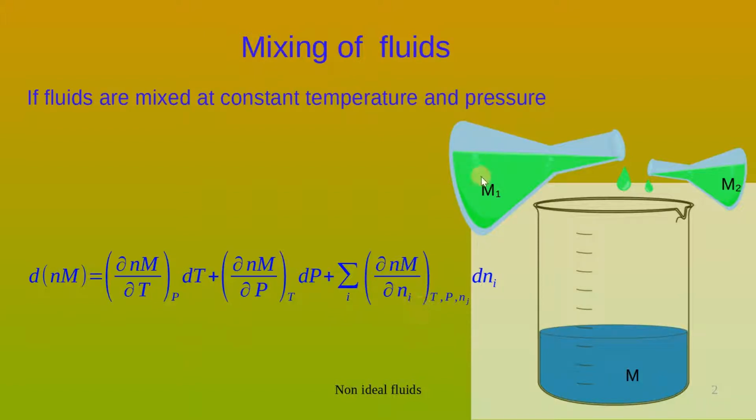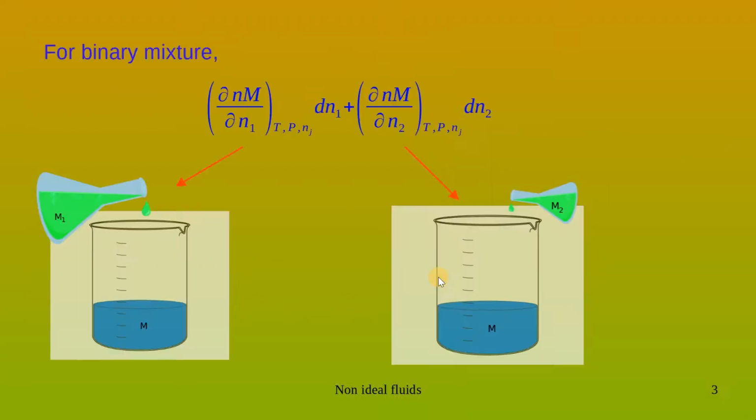Supposing I am adding M1 and M2 to form a mixture M, where M is the property of the mixture. This particular integral would be ∂(NM)/∂N1 dN1 holding T, P, Nj, that is N2, constant. What this means is we stop adding 2 and only add a very small amount of 1, and the change in property of the mixture due to a small amount of addition of 1 is ∂(NM)/∂N1 dN1 at constant T, P, N2.